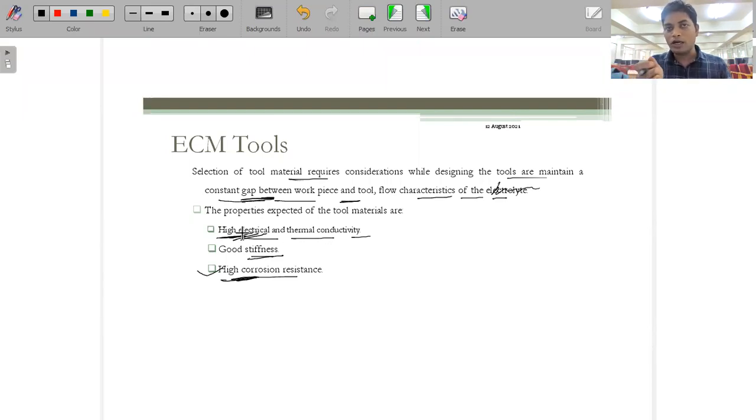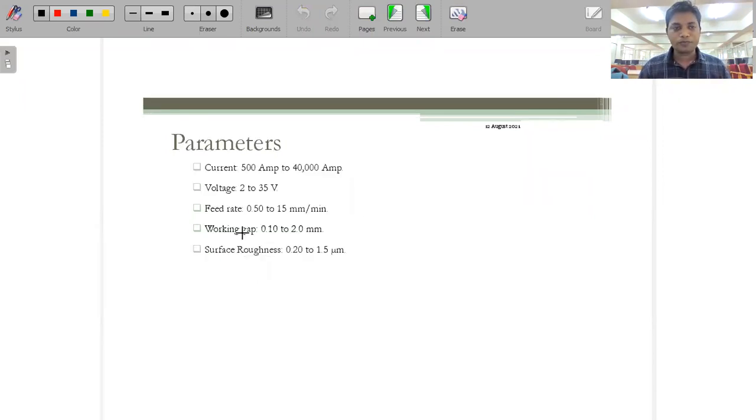The work material which is depleting from the workpiece, after some time will start releasing from the tool as well. Because the minimum gap is maintained between the workpiece and the tool, we are moving this tool toward the workpiece side. So if the material is removed from the workpiece, then definitely after some time the material will start being removed from the tool side. We have to keep that in mind.